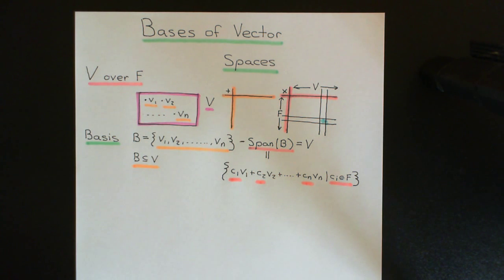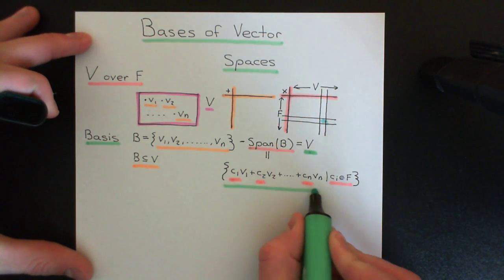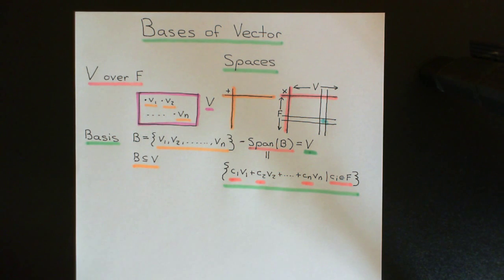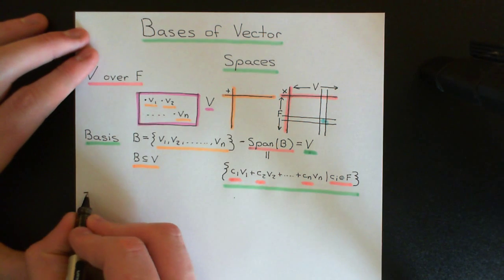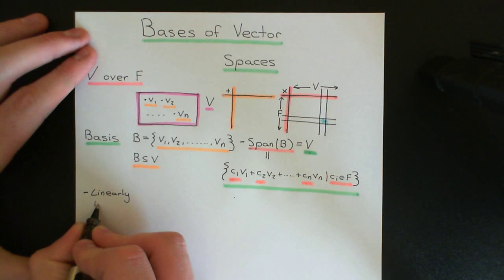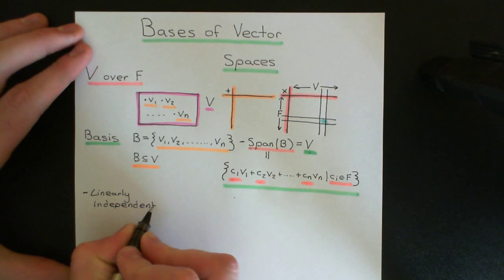The first property that this set of vectors B must obey is that if we take all linear combinations of this set of n vectors, it must equal the entire vector space. So every single vector in the vector space can be gotten by taking a linear combination of the vectors in the basis. That's the first property that the basis must obey. The second property that it must obey, and I'll put this over here, is that it must be linearly independent. So this basis set B must be a linearly independent set of vectors.